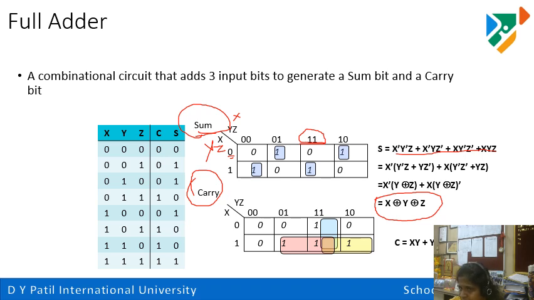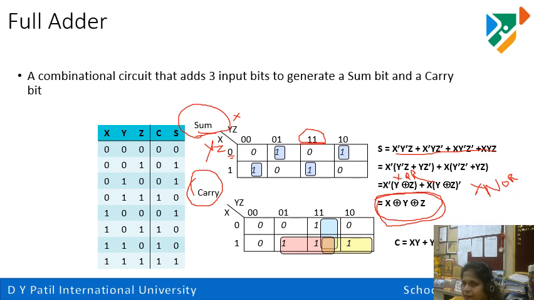These common terms we are taking out. This is nothing but y dash z plus y z dash, which is y XOR z. Similarly here, this is y XNOR x, and this is XOR. So we are again trying to combine x with this, and then we finally get x XOR y XOR z.